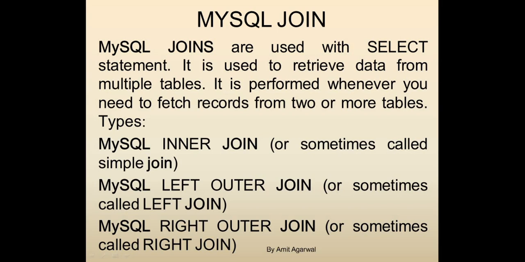Okay guys, so let's move on to MySQL. MySQL joins are used with the select statement. It is used to retrieve data from multiple tables. Whenever we talk about join, we are going to talk about multiple tables. It is performed whenever you need to fetch records from two or more tables. There are basically four types of MySQL join. In this I have mentioned three only. These are MySQL inner join, MySQL left join or left outer join, and MySQL right outer join or right join.